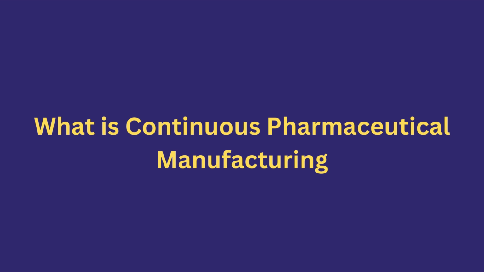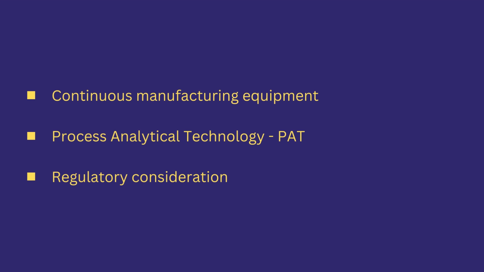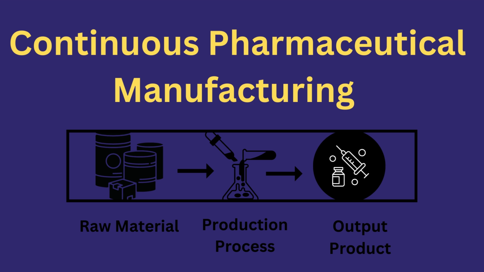In this video, we will discuss continuous manufacturing in the pharmaceutical industry and how it is implemented. We will discuss continuous manufacturing equipment and its design. We will discuss process analytical technology and how it is used in the overall framework of continuous manufacturing. We will also discuss the structure of a PAT. In the end, we will discuss what the regulatory considerations are for continuous manufacturing and see some guidelines of ICH and the United States FDA. So let's start.